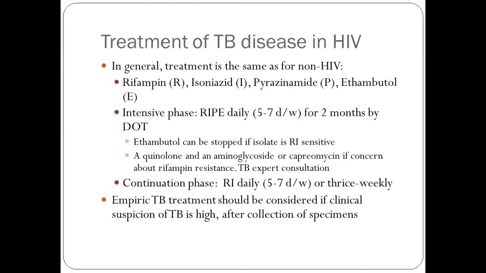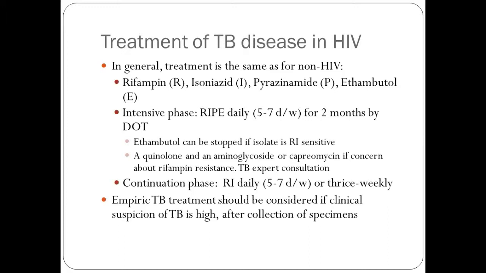So the thing to remember is that ethambutol can be stopped if the isolate is known to be rifampin as well as isoniazid sensitive. And when we're dealing with an isolate that is rifampin resistant, we will think about adding a quinolone, either moxifloxacin or levofloxacin, and we may also consider adding an aminoglycoside. Now, that's the 2 months of intensive phase.